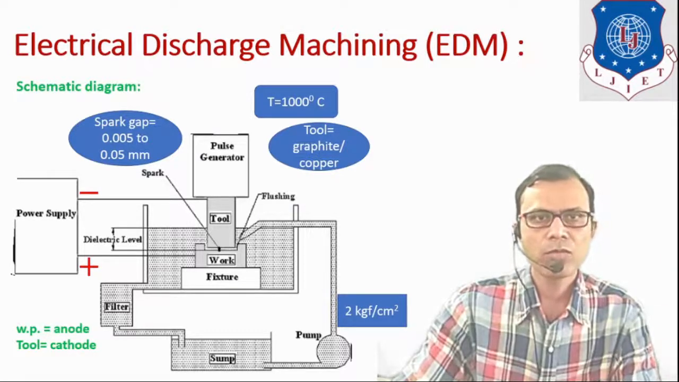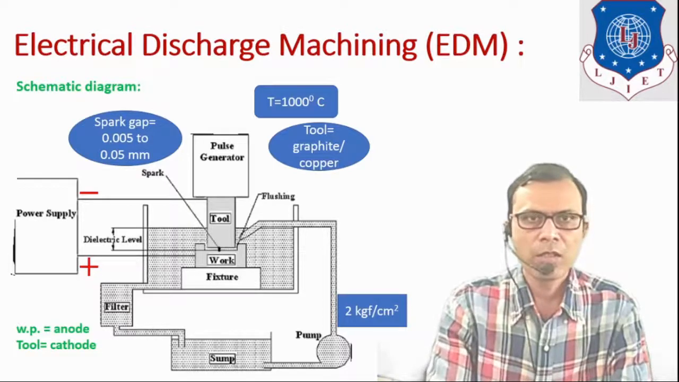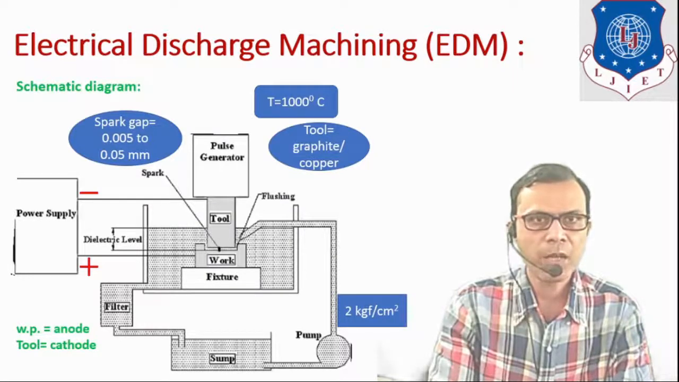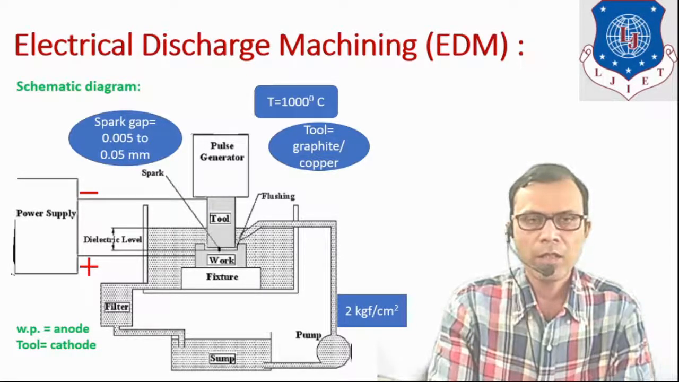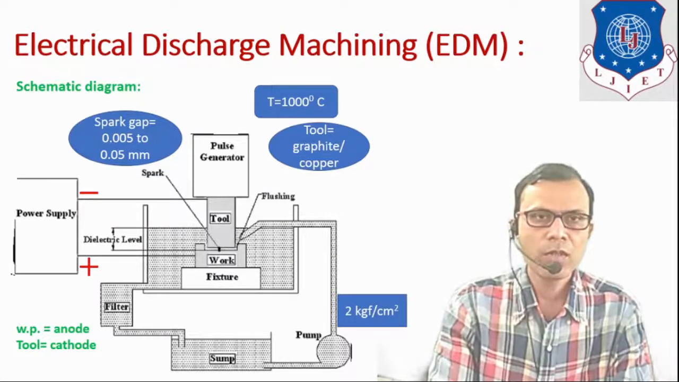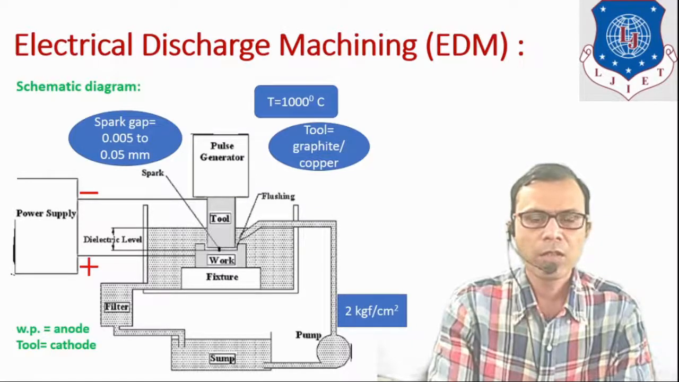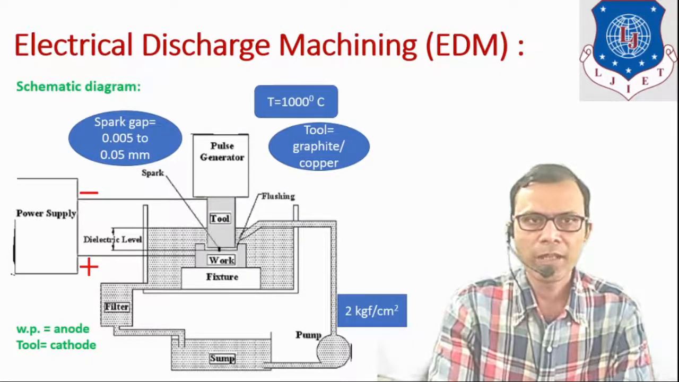Now let's see how this process occurs. The basic principle is spark erosion. As in a petrol engine, there is a spark plug which is used to produce a spark, and by the spark, combustion takes place. In a similar manner, here the spark takes place between the cutting tool and workpiece, and the temperature at the interface of cutting tool and workpiece is near about 1000 degrees Celsius, which is sufficient to melt and remove the material.